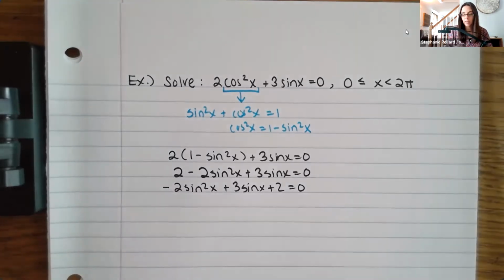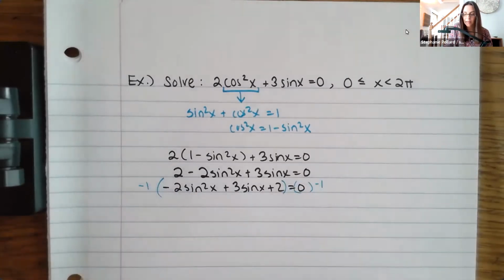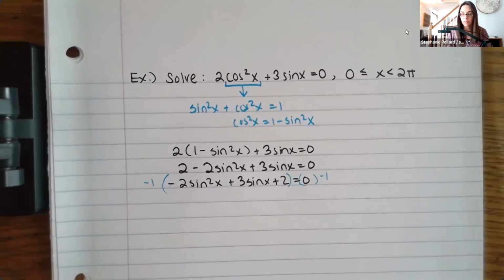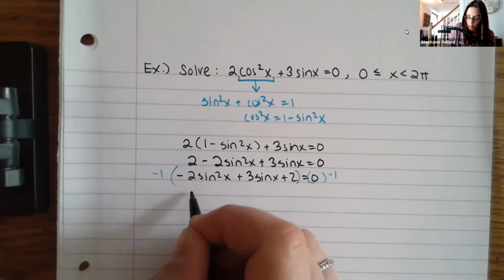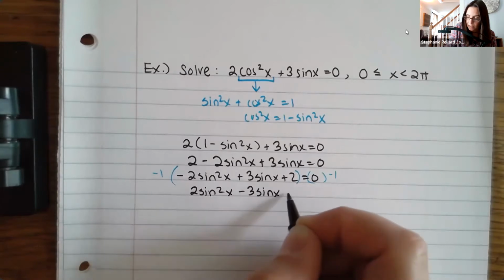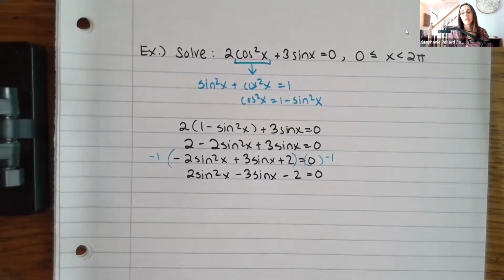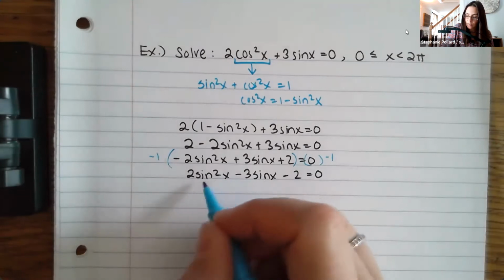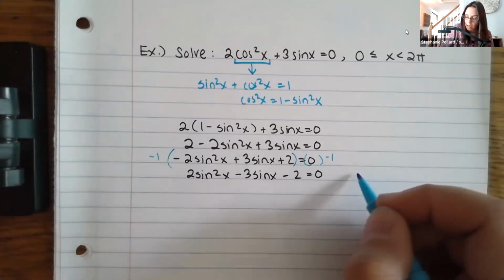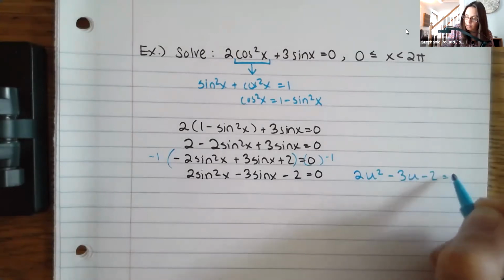And then the next thing I'm going to do to clean this up is I actually am going to multiply both sides by negative 1. And that's because personally, I just don't like having a negative square term, but that's just a personal preference. So this becomes 2 sine squared x minus 3 sine x minus 2 equals 0. Now I actually see something that I can factor. And again, if you don't see it right away, try just replacing the sine x's with u's or x's. And it looks like 2u squared minus 3u minus 2 equals 0.